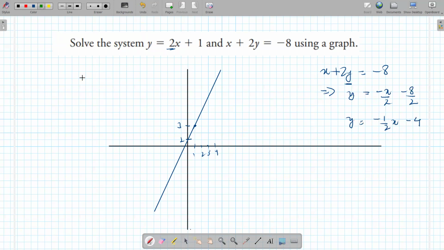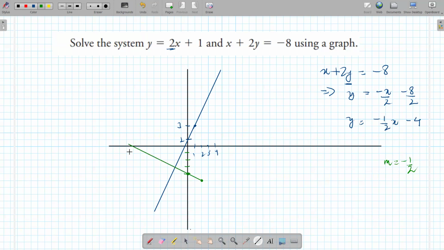So we know our y-intercept is -4. We start here. And now notice the slope is negative. So instead of going up, you would go down. So the slope is -1/2. You would go 1 unit down for every 2 units across, like that. And then you connect the dots.